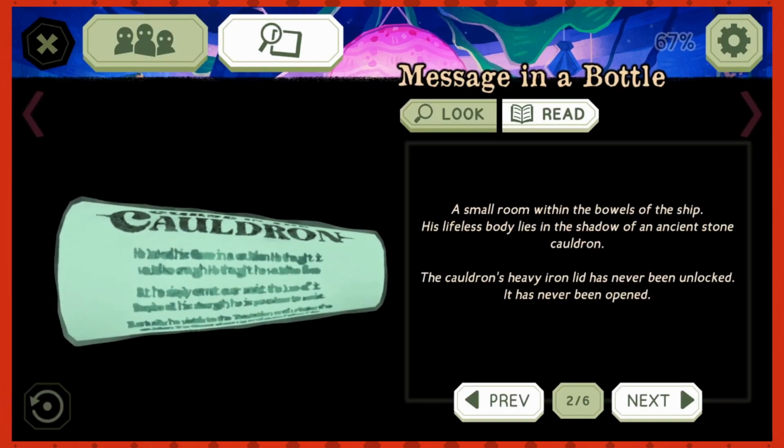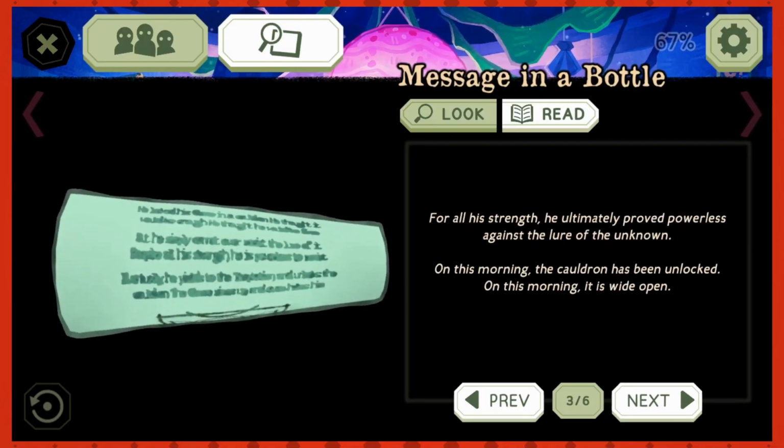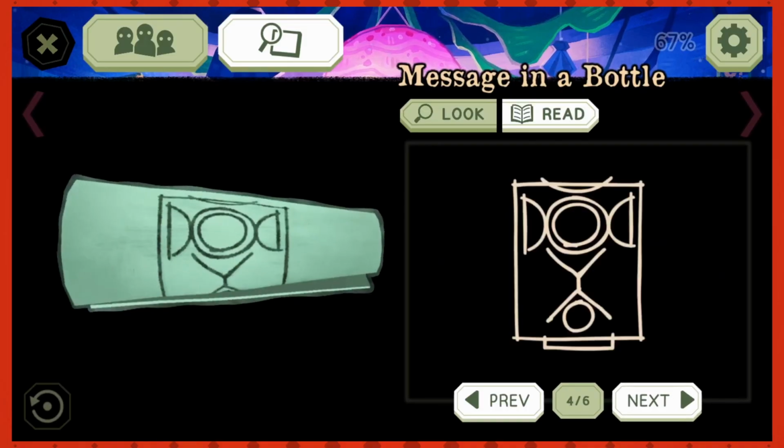Alright, let's read. A small room within the bowels of the ship, his lifeless body lies in the shadow of an ancient stone cauldron. The cauldron's heavy iron lid has never been unlocked. It has never been opened. For his strength, he ultimately proves powerless against the lure of the unknown. On this morning, the cauldron has been unlocked. On this morning, it is wide open.